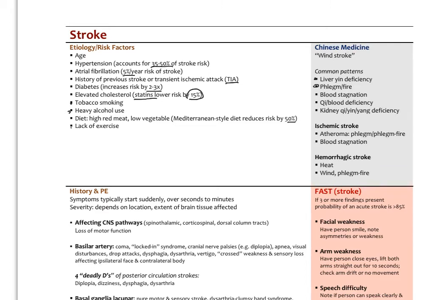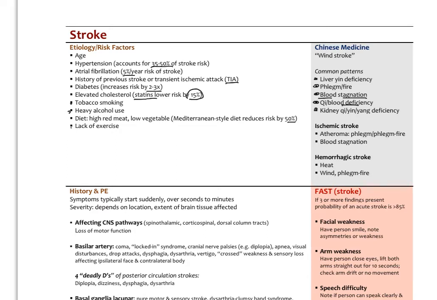Phlegm fire, blood stagnation. Blood stagnation would be your classic thrombosis picture, so patients who tend to clot really easily. And again, the risk factors like high cholesterol, smoking, diabetes all increase the risk for blood stagnation. So we're going to look at blood stagnation and how that can be addressed and compare that to the biomedical notions of thrombosis. Qi and blood deficiency, that would be more anemia in that case.